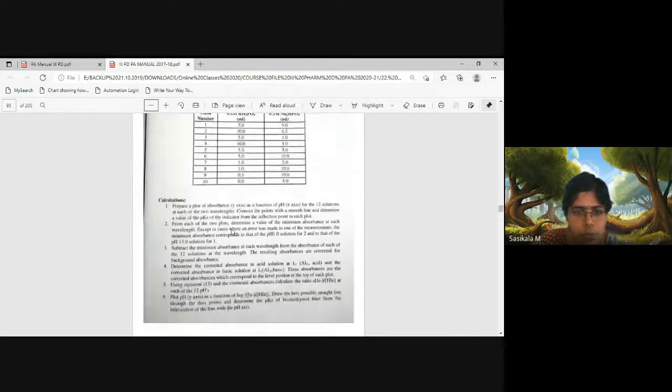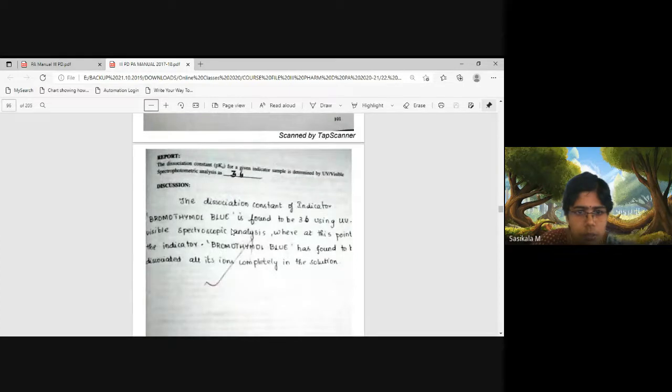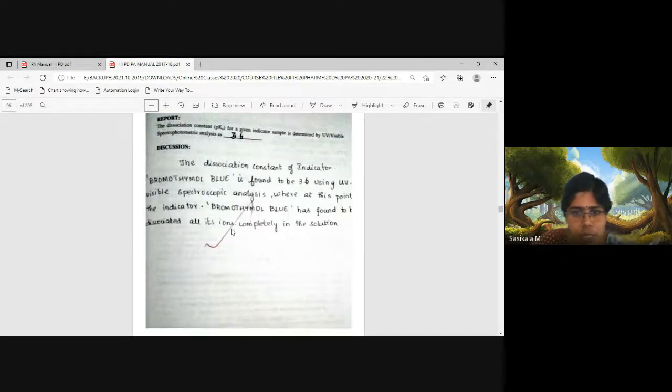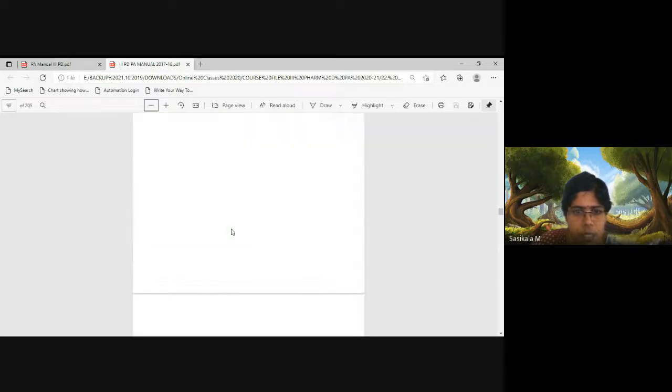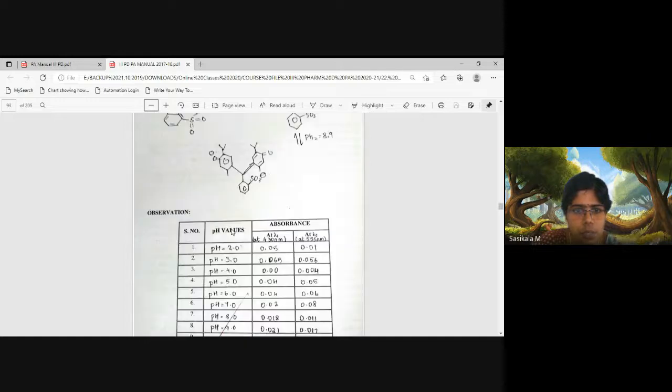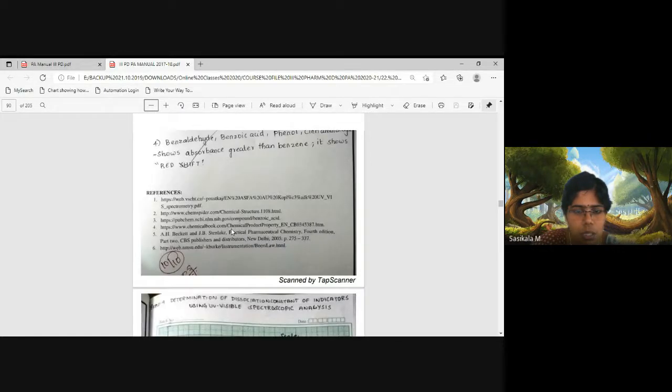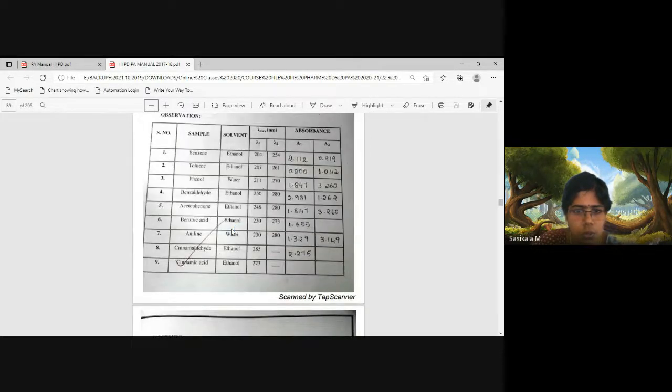And all these buffer solutions are already there in your manual. And this is about report and discussion. After learning, you need to write about it. Then you have to draw a graph. Wait, the graph is on the previous page. I'll show you how to draw it.